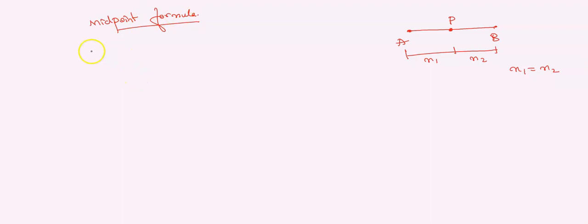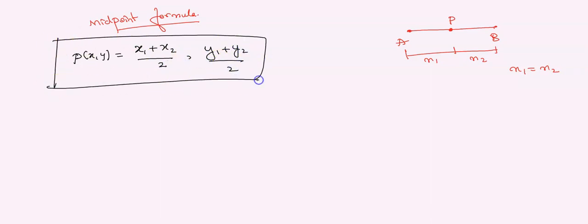Then we have the formula, that is P of x comma y equals (x1 plus x2) by 2 comma (y1 plus y2) by 2. So this is what we call the midpoint formula. Is this clear? You just need to remember the distance formula, midpoint formula and section formula.